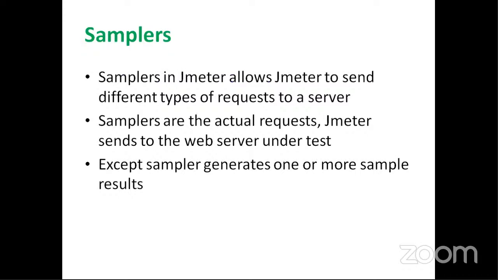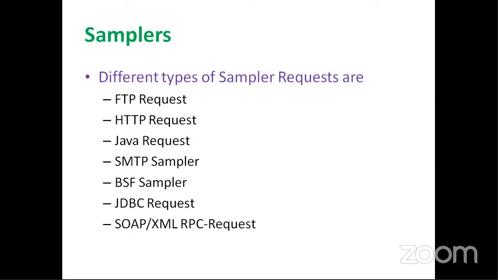Then samplers. Samplers is nothing but a type of request that is going to be sent to the server. Sampler plays the main role, where whatever request you give is going to hit the server using the sampler only. The sampler always generates one or more results for our verification. There are different types of sampler requests: FTP request, HTTP request, Java request, SMPP request, JDBC request, SOAP, XML request, everything you might have known. HTTP is the one we most commonly use, HTTP or HTTPS for web pages. JDBC is for databases, for SQL database. Also, we can integrate other databases as well, like MongoDB and others.